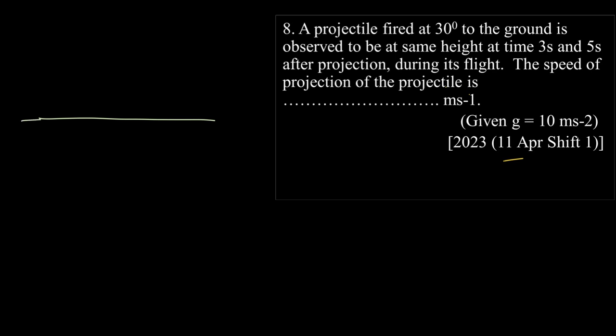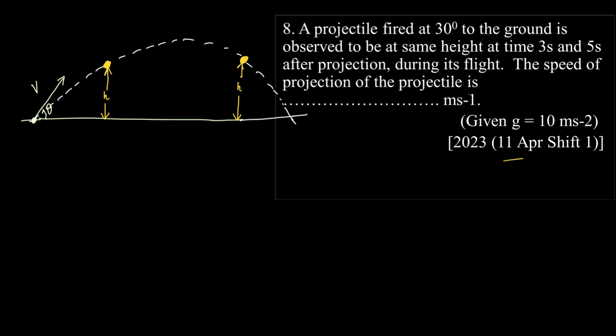Why, I'll tell you. Say this is the ground, and an object is projected with velocity v at an angle theta. Now we know that the trajectory of the object would be parabolic in nature. Let us assume that the object is at the same height from the ground at two points, and let us name that height as h.